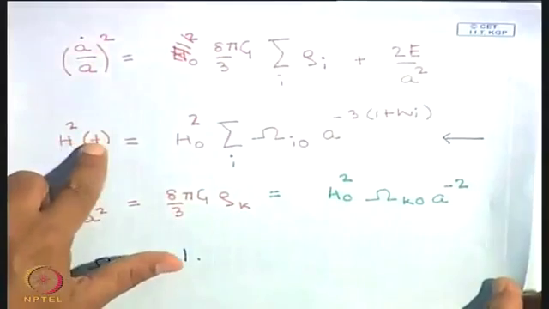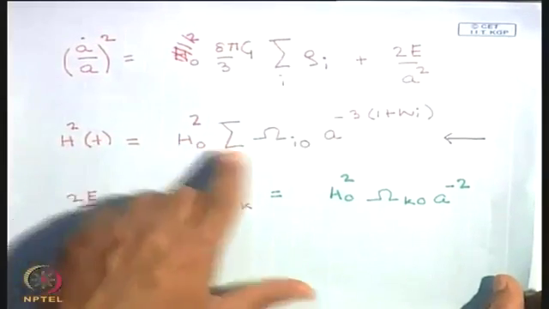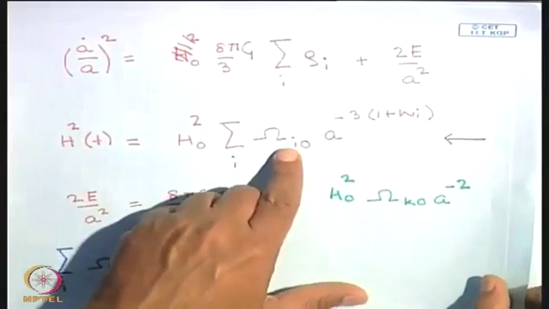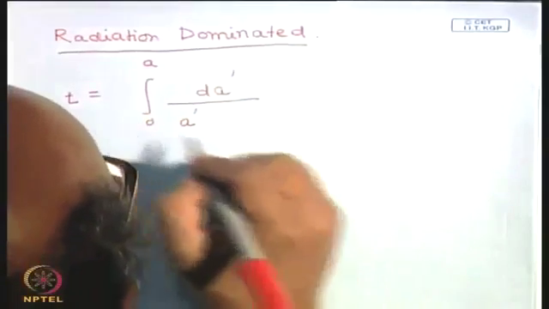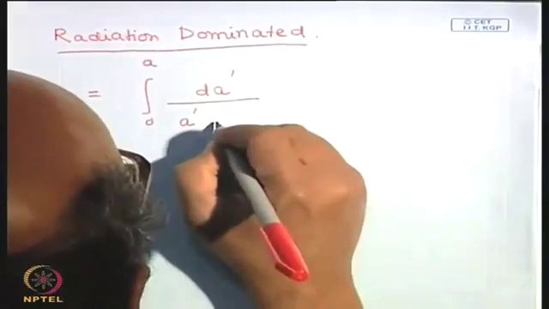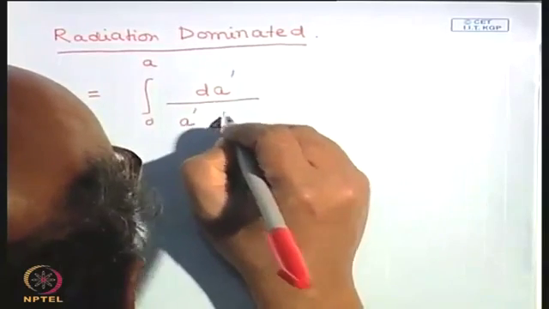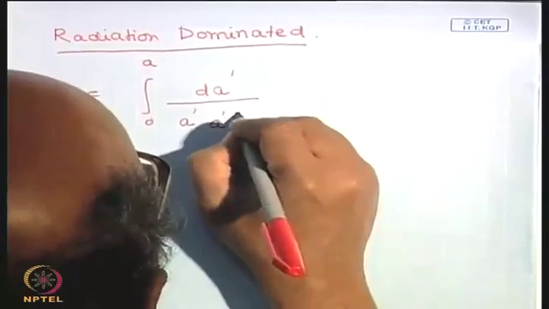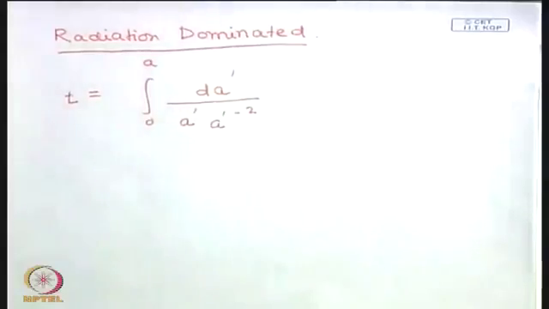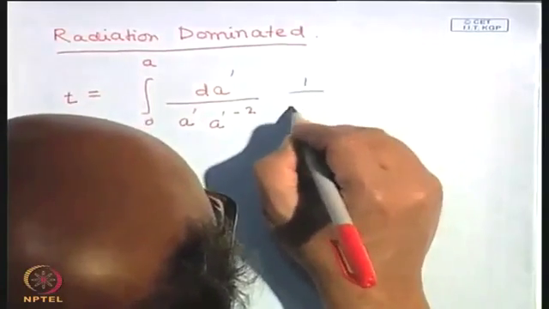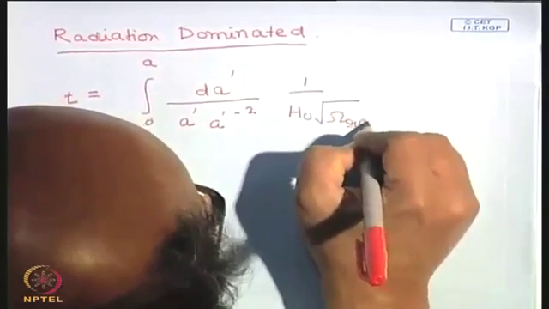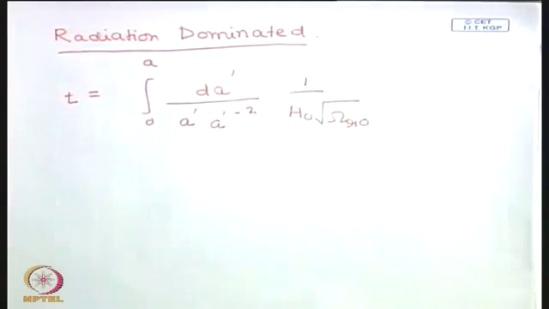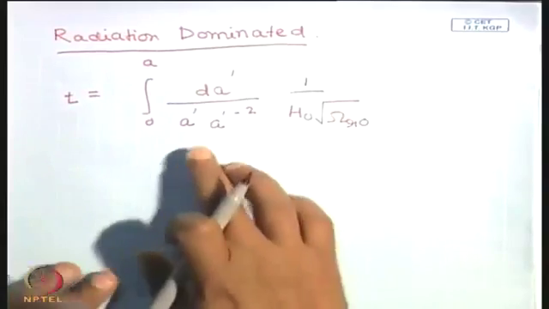I have to put H(a) there, so this is going to be H_0 square root of Omega_r0 a to the power minus 4, so minus 2. So I have a' to the power minus 2, and 1 by H_0 square root of Omega_r0. Okay, so we know what this integral is.